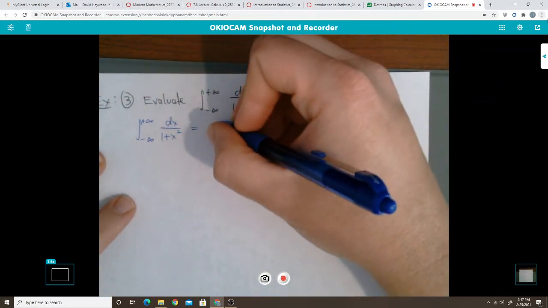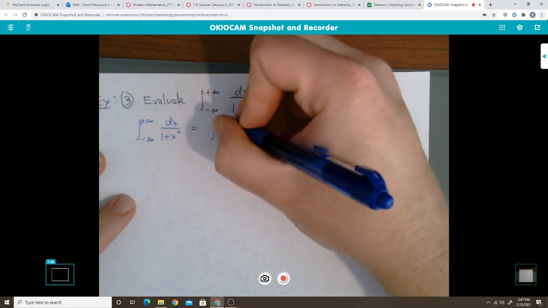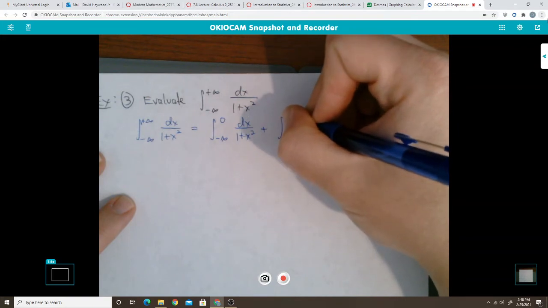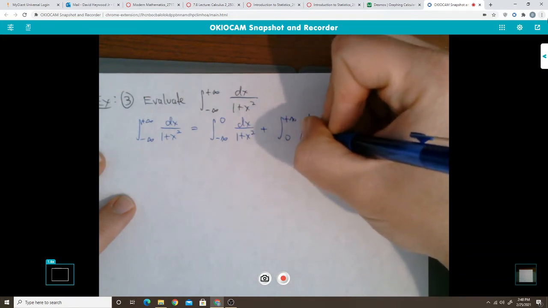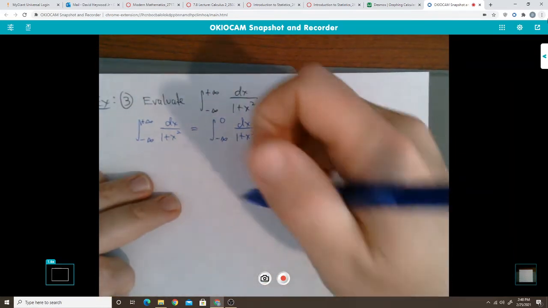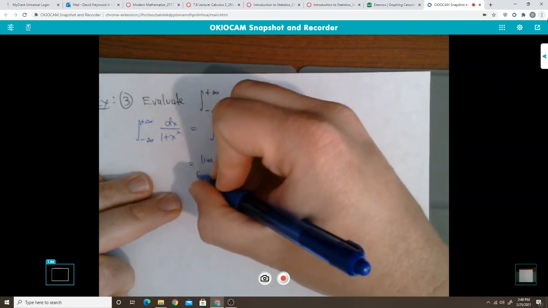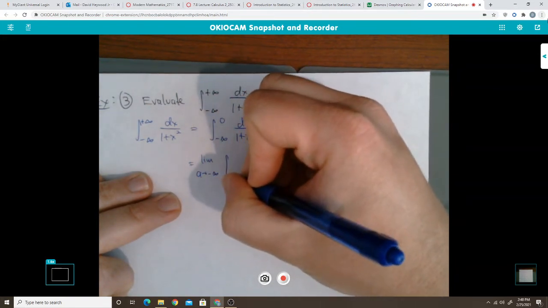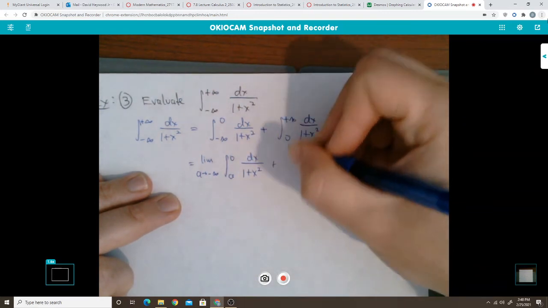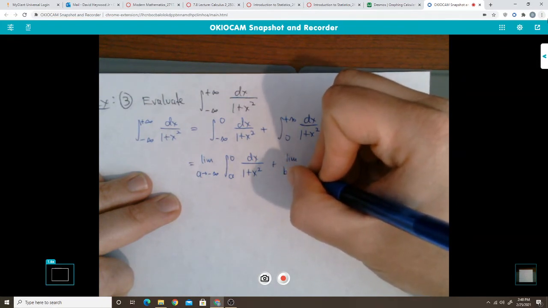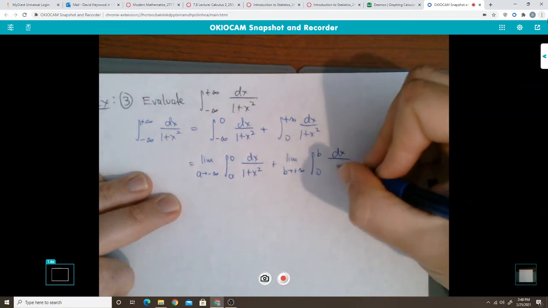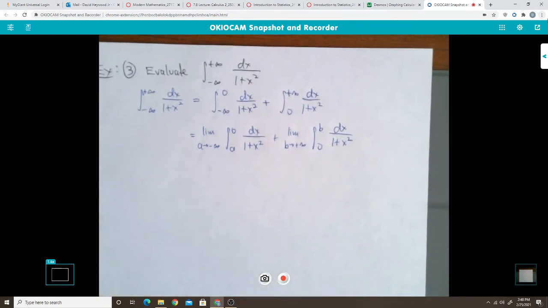But anyway, so I'm going to call this integral from negative infinity to 0 plus integral from 0 to infinity. And then you say, well, but you still have these infinite limits, but we know how to take care of these, right? Here we're just going to take the limit as a goes to negative infinity of the integral from a to 0. And here we're going to take the limit as b goes to positive infinity of the integral from 0 to b. And that's really all there is to that.